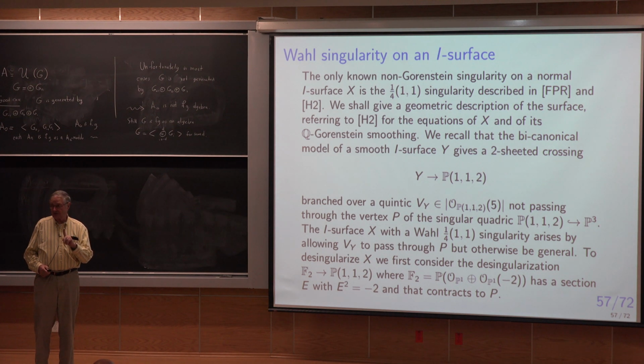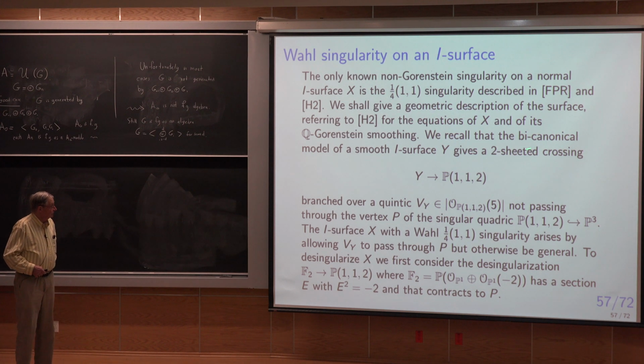You've got to show that something in the Hodge structure allows you geometrically to say this is, in this case, an I surface with a Wahl singular point. So the way geometrically this happens, if you remember that this surface arose as a 2-to-1 covering of the cone, branched over a quintic and the vertex. That's the smooth one. As the quintic moves into the vertex transversely, that's when the surface acquires a Wahl singularity.